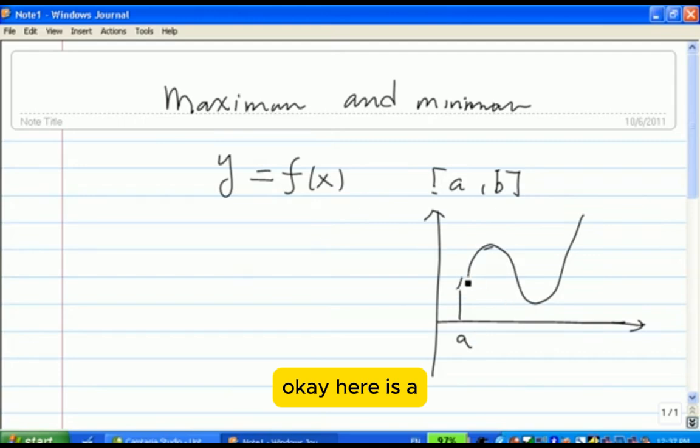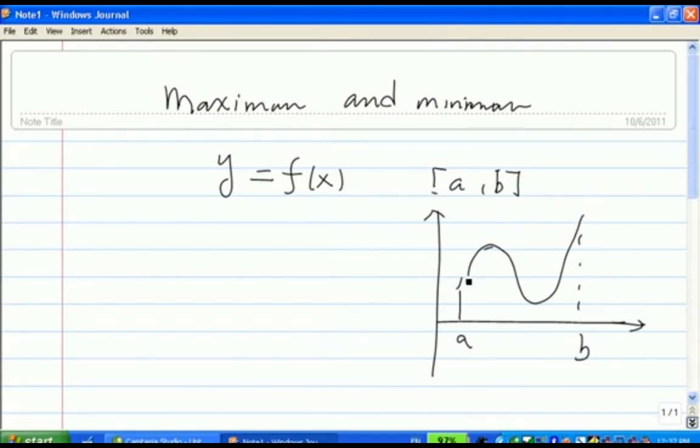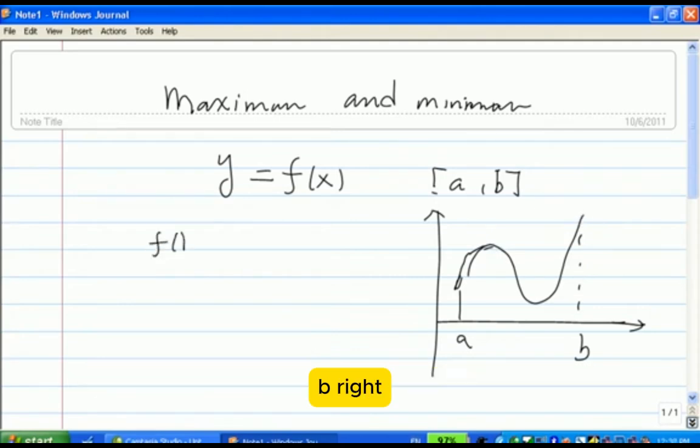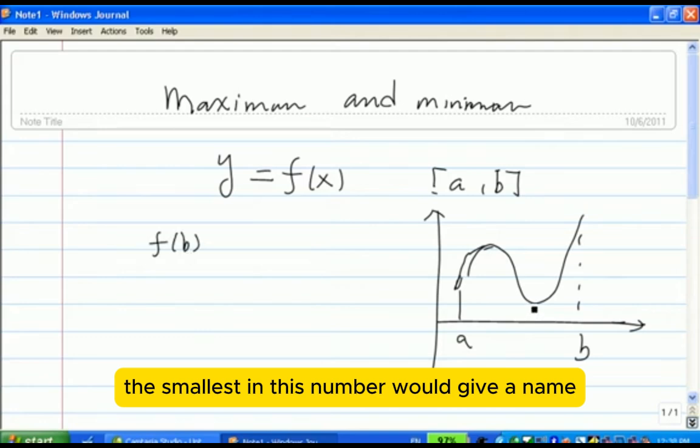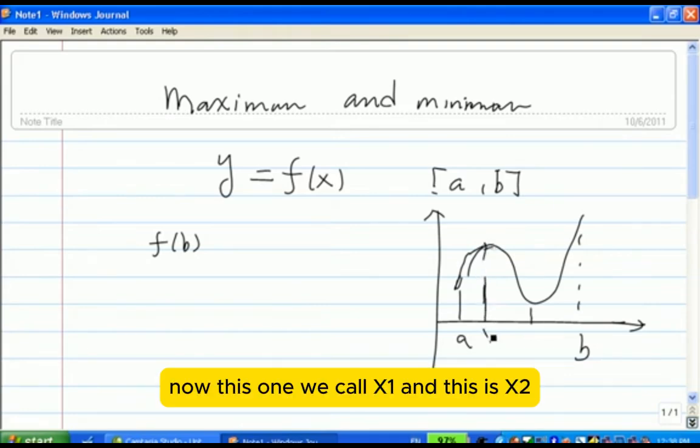Here is a, here is b. Now we want to find the largest and the smallest. If we know the graph, obviously the largest f(x) is f(b), right? The smallest is this number. We give these important points names. Like this one, we call it x1, and this is x2.